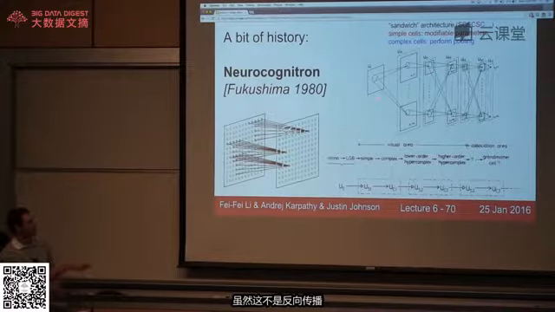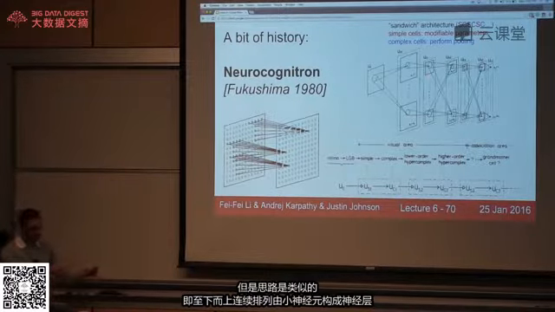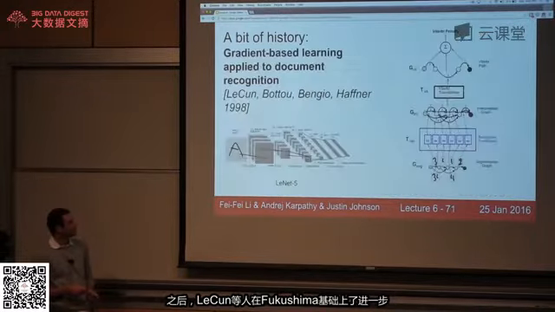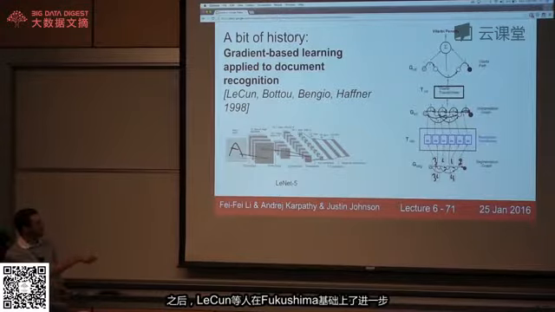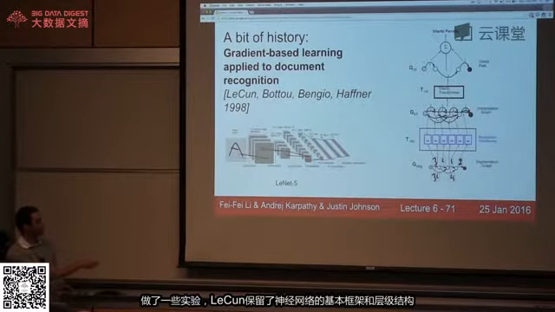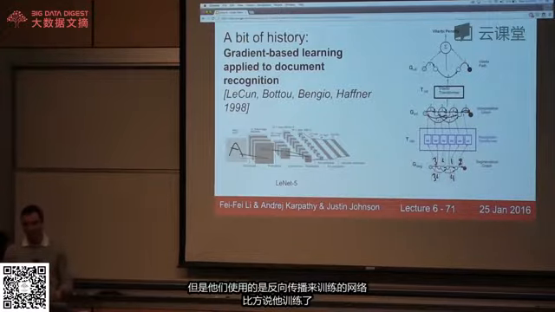But this was not backpropagated at the time, but it had this idea of successive layers, small cells building up on top of each other. And then Yann LeCun took these experiments further, and he built on top of Fukushima's work, and he kept the rough architecture and layout. But what he did was actually train these networks with backpropagation.